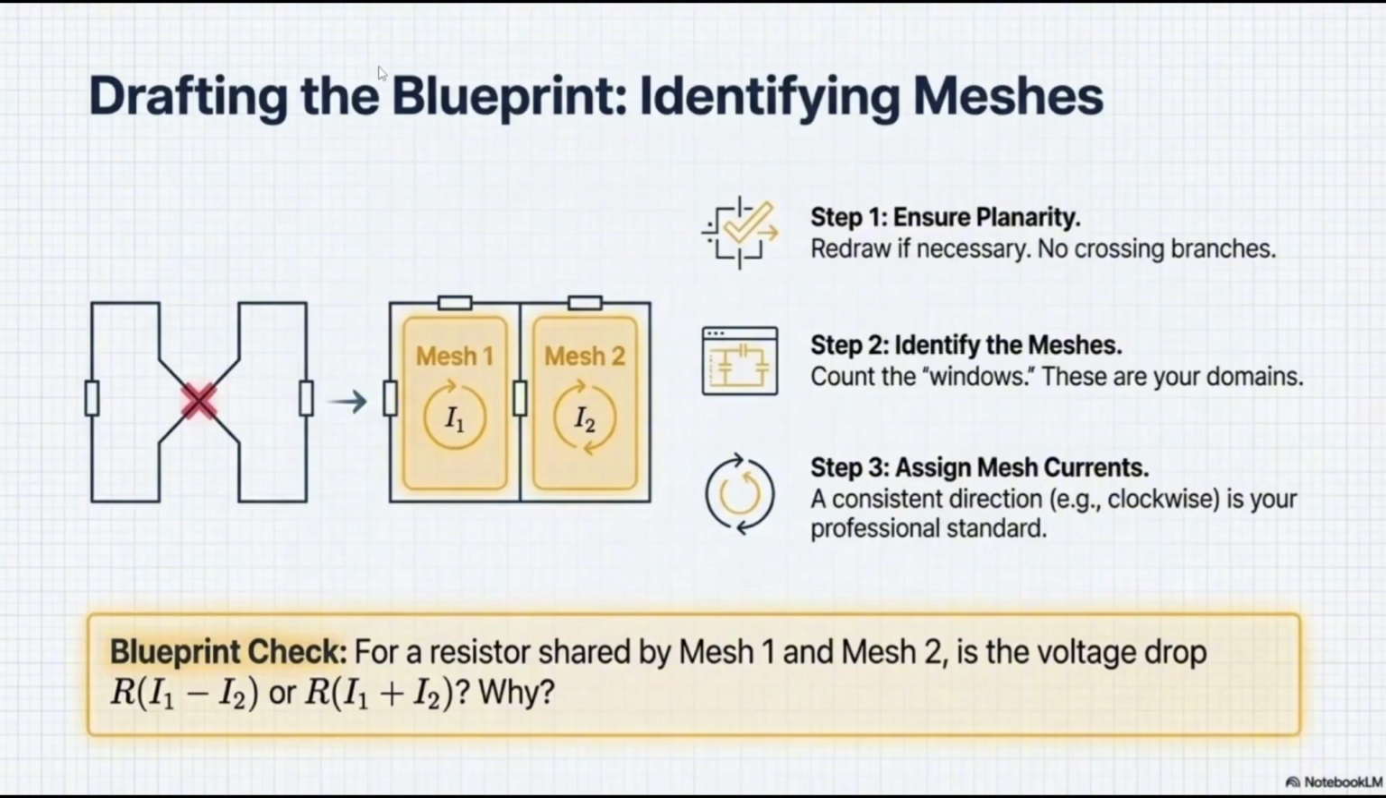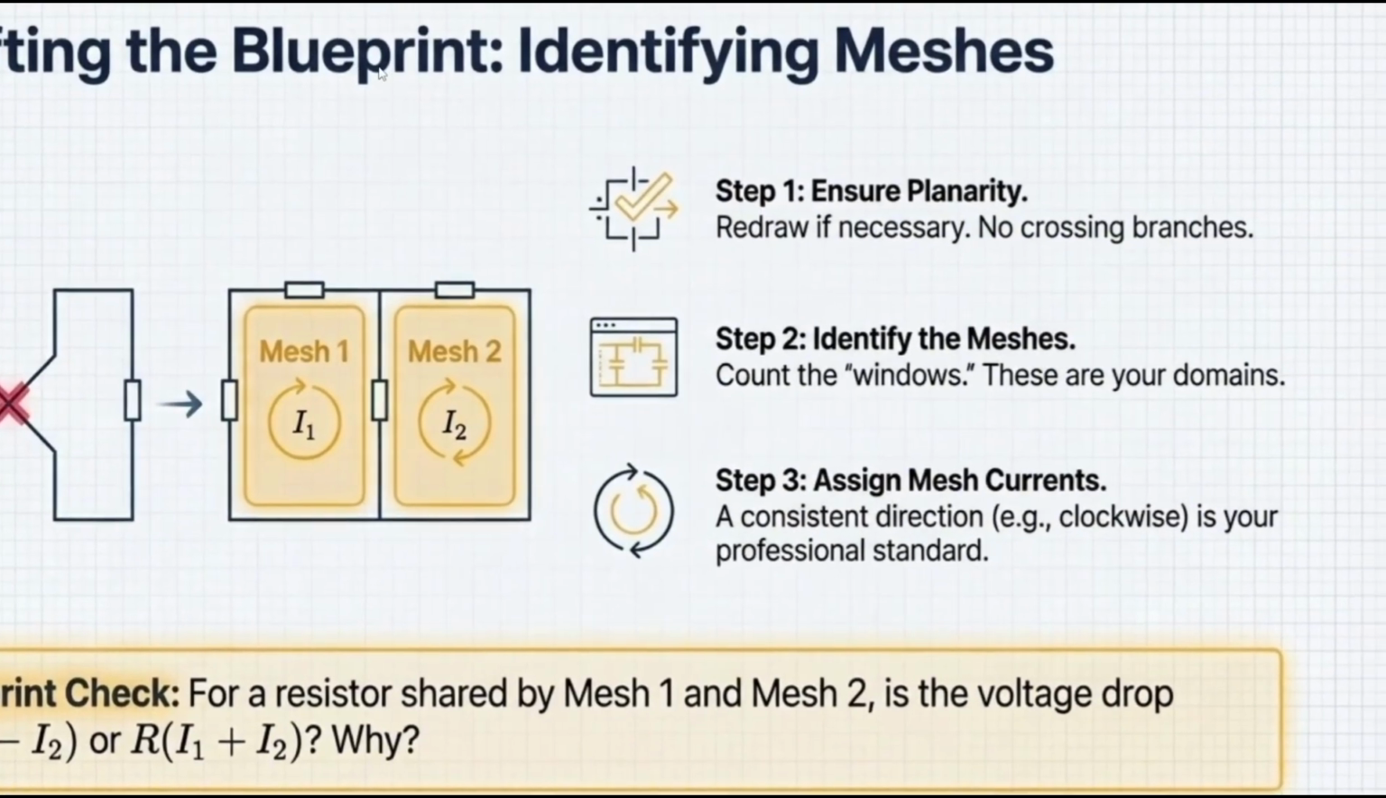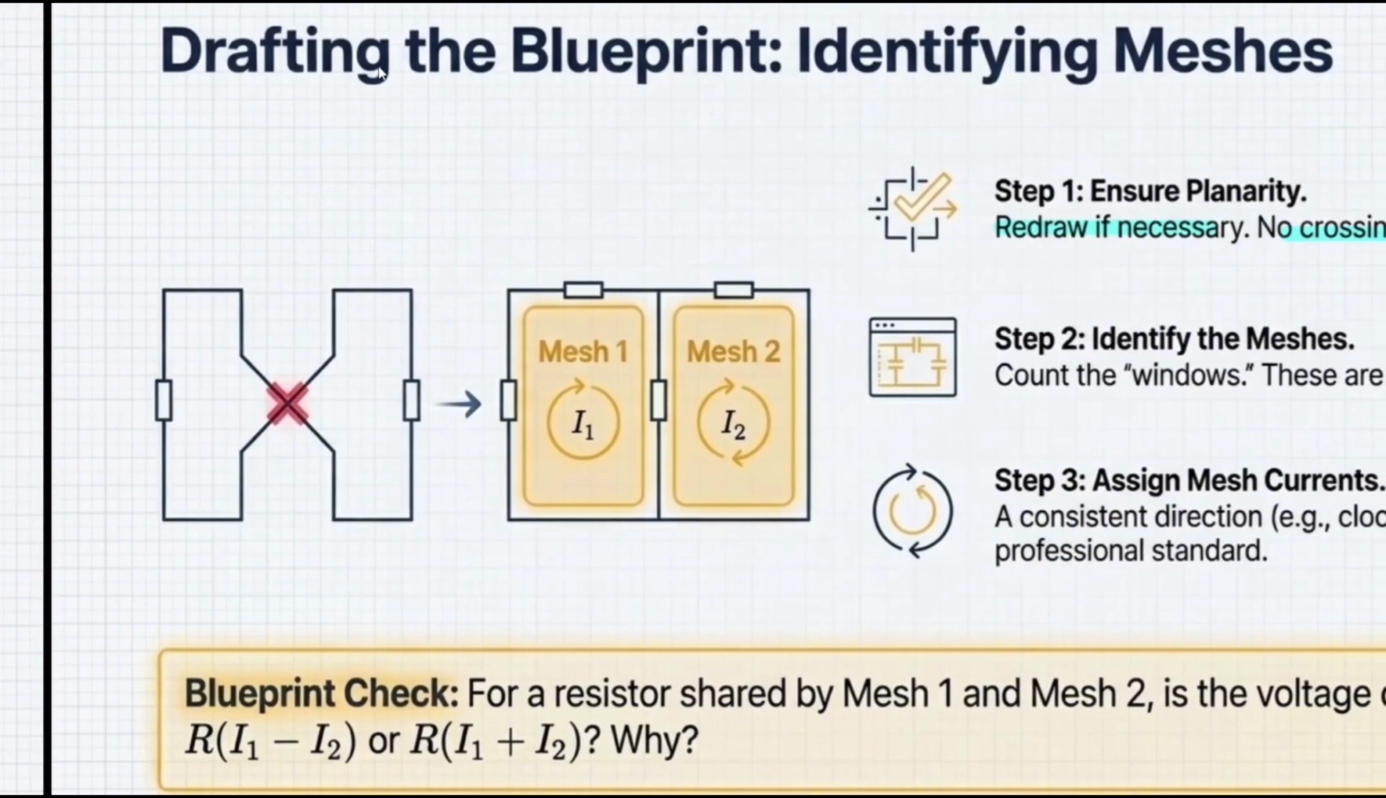Let's identify the mesh. Step one is to ensure planarity. It means redraw, if necessary, so there are no crossing branches. As you can see over here, I have one circuit in two forms. The very first one is a little bit complicated because I have some wire over another wire, and these two are somehow crossing each other or moving through each other.